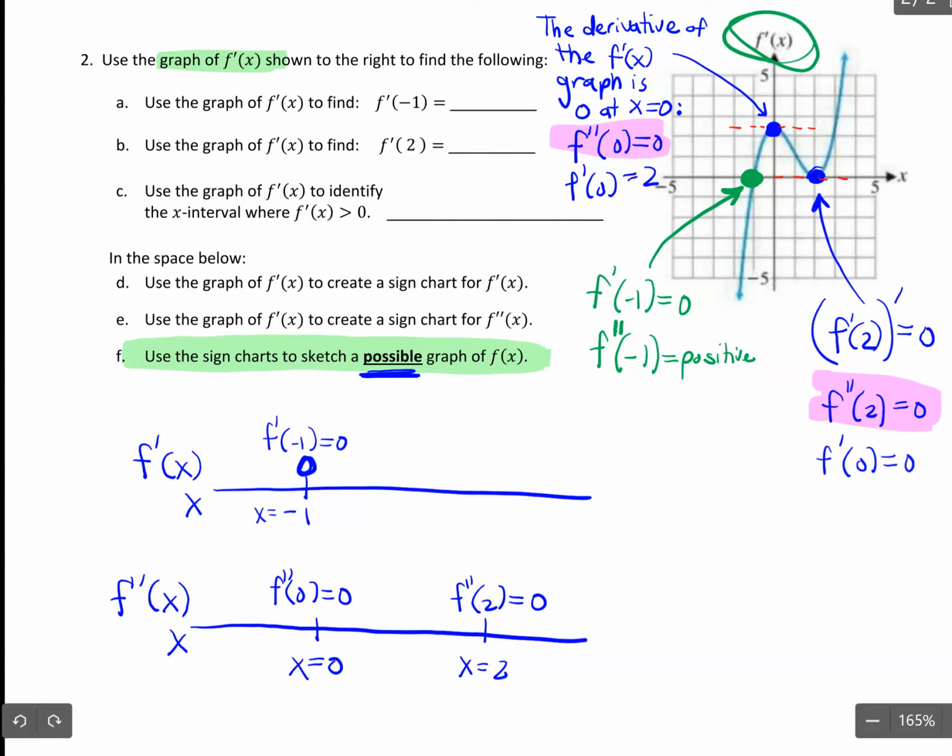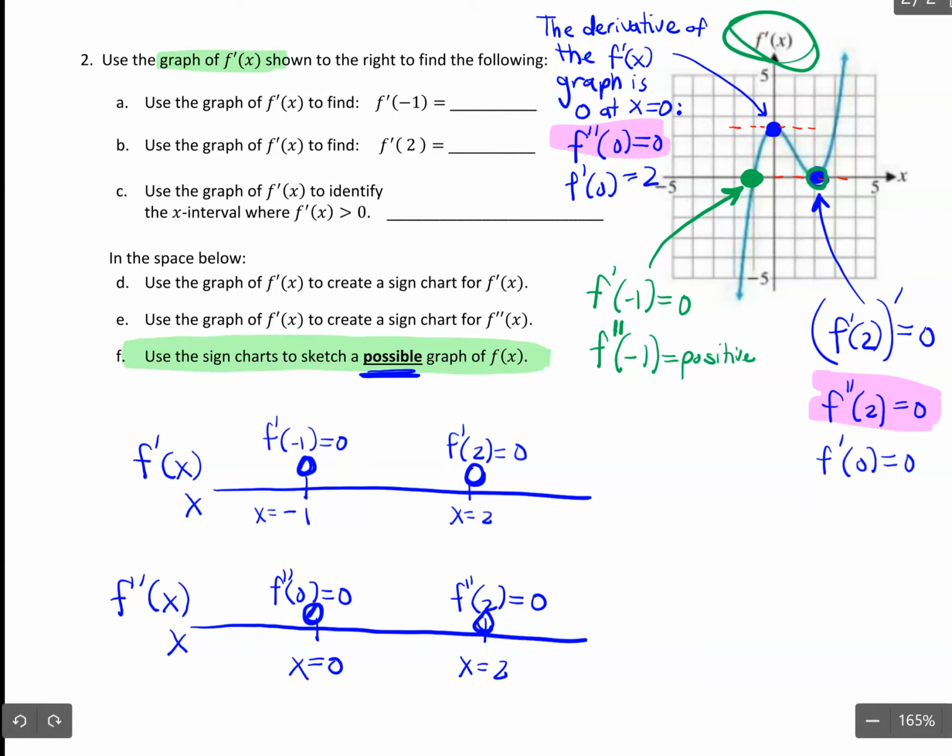And again, on this point over here, when x equals 2, if I put 2 into that graphed function, a height of 0 comes out. So that's also going to be a 0. Okay. So now let's think about those pluses and minuses on the sign chart here.